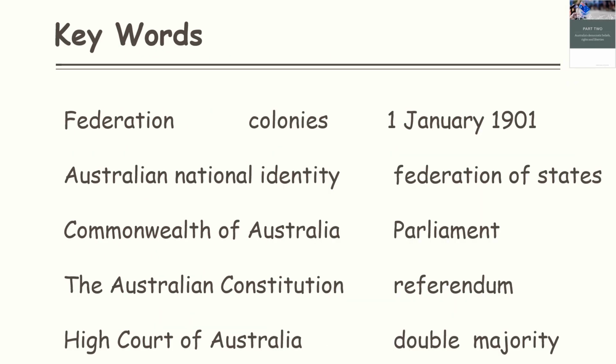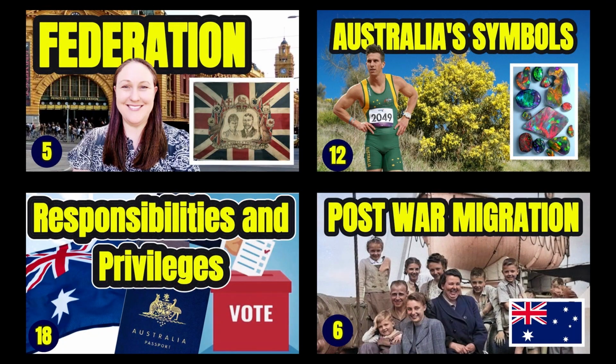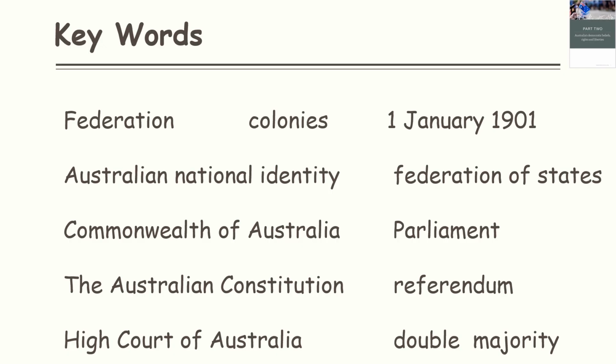Keywords. As we work through Our Common Bond, you're probably noticing that you're recognizing more of the words in the text and videos. We learnt about federation in episode 5, the Commonwealth of Australia in episode 12, referendums and the Constitution in episode 18, and the Australian national identity in episode 6. Let's say the key words together.